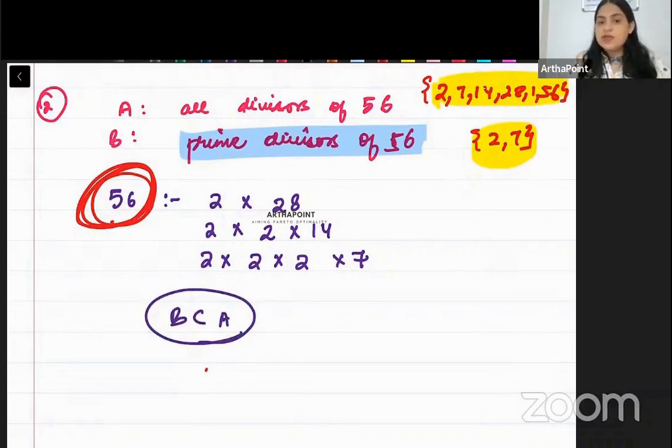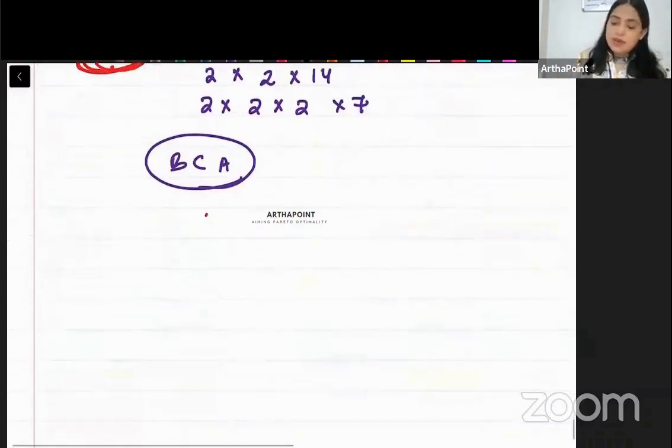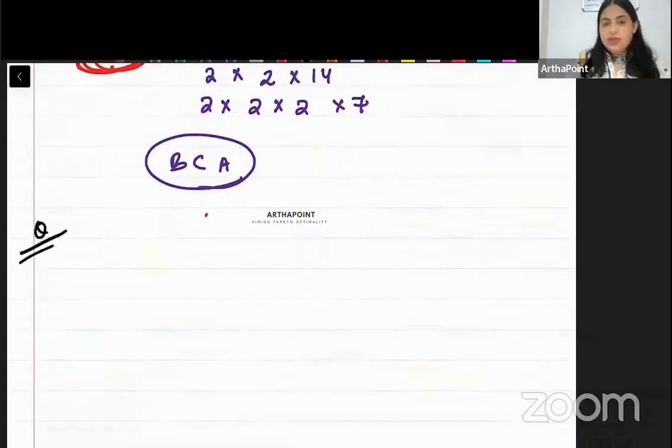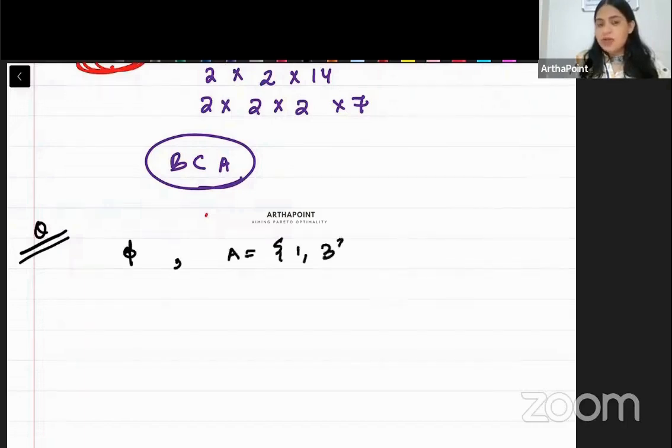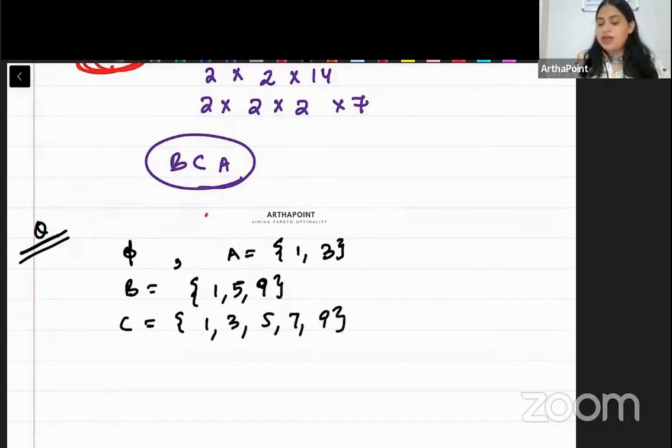Clear हो गया subset का concept? अच्छा, एक example ले लेते हैं. So now I'm giving you this example where I'm saying that consider the following set: null set. Another set is A is 1, 3. Another set is B. B is 1, 5, 9. And another set is C. C is 1, 3, 5, 7, 9.